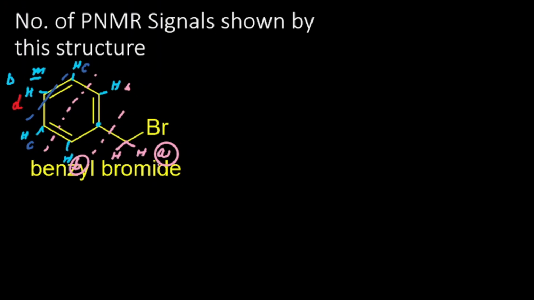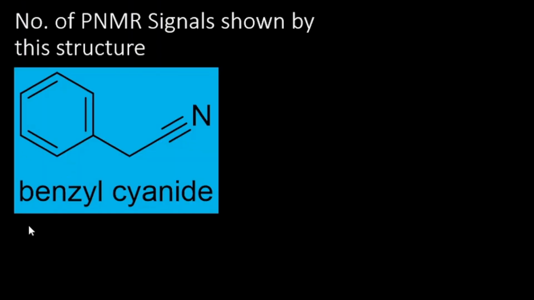So like this we can divide this structure, and then we can find out the different number of hydrogens that are present here, and from those different types of hydrogens, we can know about the signals that it will represent in the proton NMR spectrum. So here it gives us the code.